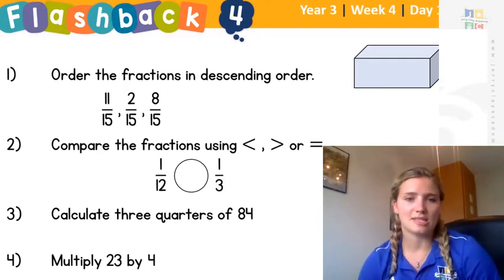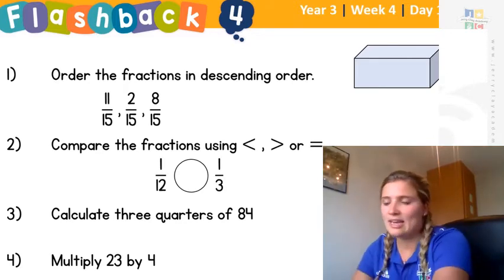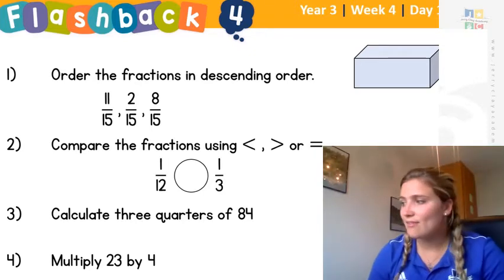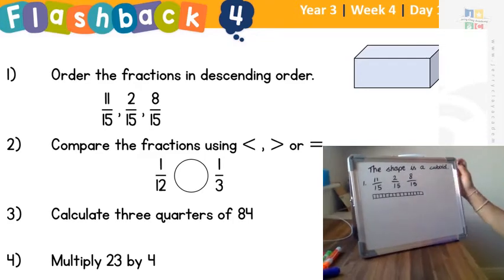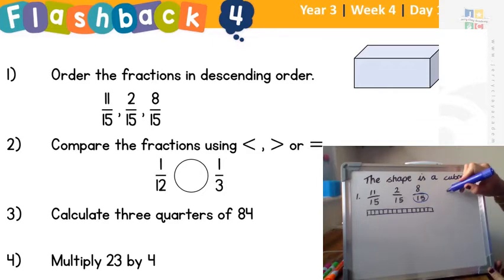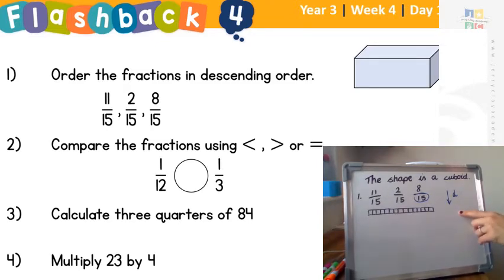Okay, let's have a look at number 1 then. So ordering the fractions in descending order. Now in order to do this, we can see that the denominators are the same. So I have drawn a bar model here to show a bar with 15 parts. Now remember, I know there are 15 parts because that is my denominator. So I'm going to do it in descending. Now remembering, descending means going down, so D for down, whereas if you're ascending, if you're a rocket ascending, it means you're going up.